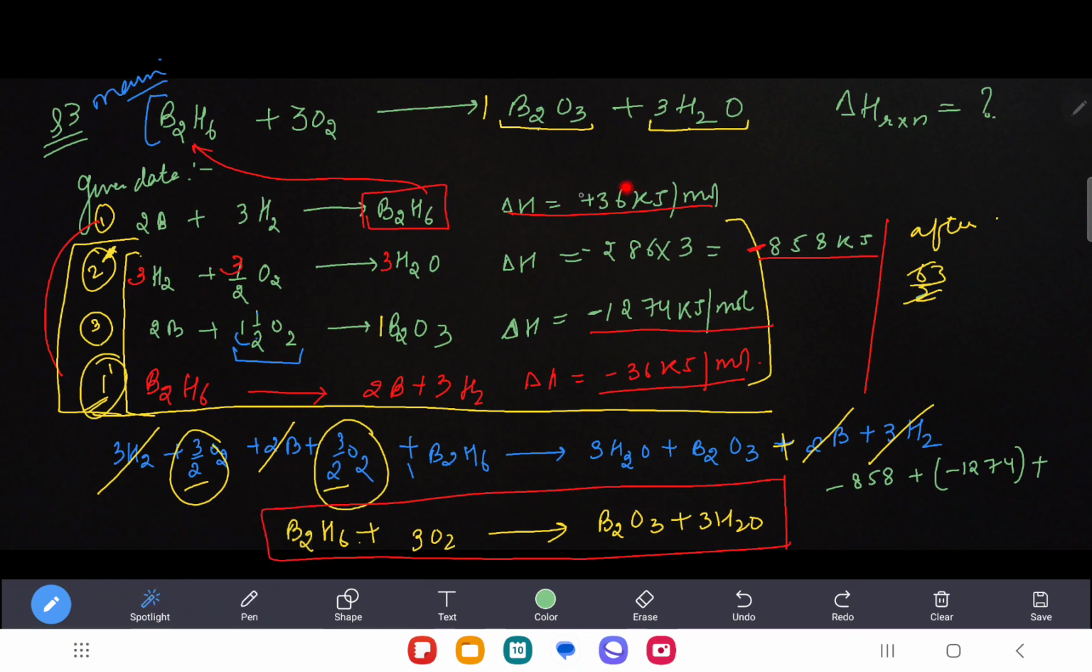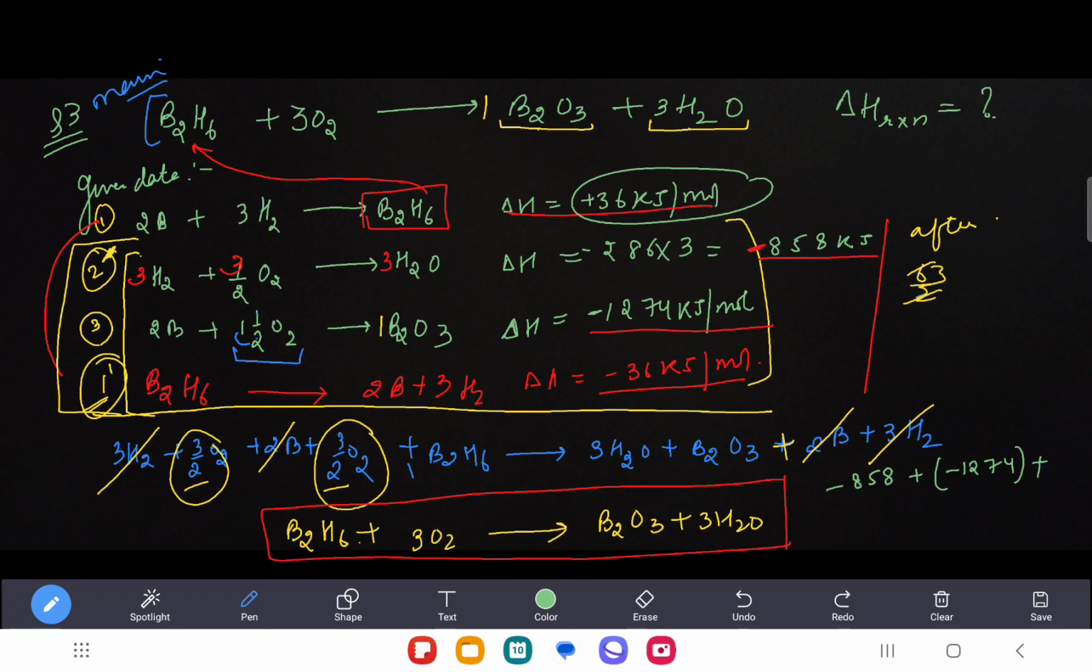You just realize that when I reversed my first equation, the energy was plus 36, and I have written here minus 36. Because when you reverse, exothermic becomes endothermic and vice versa. I hope you're understanding. So it was endothermic given to me, and now it has become exothermic. Understood or not?